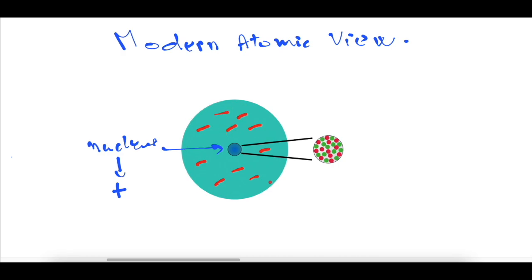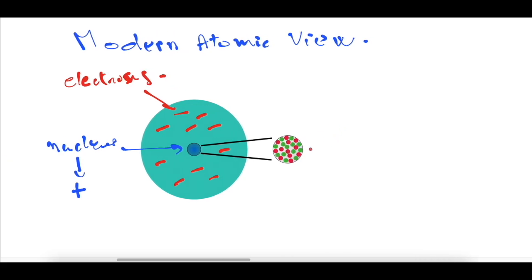So all the volume of the atom is an empty space in which the fundamental particles that are the electrons reside. So these red symbols are the electrons. And further experiments showed that the nucleus is composed in turn of protons and neutrons.